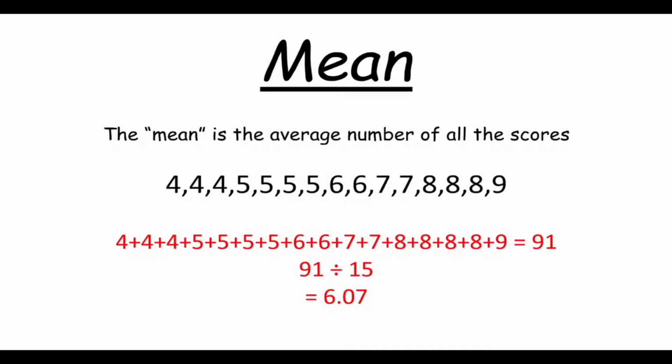Mean is the average number. You can discover this by dividing the sum of all the data values by the total number of data values. In layman's terms, add all the scores together and divide them by the total amount of scores that are there.